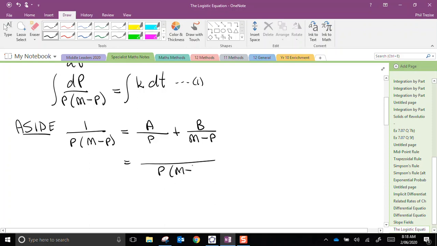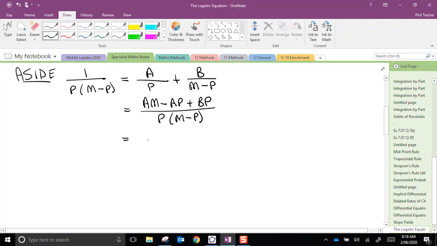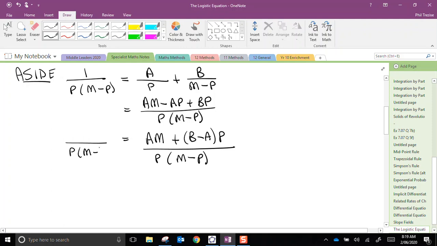Now, combining these two terms, we would have a times m minus a times p plus bp, and that am, a is a constant which we don't know yet, and m is the maximum, so that's a constant. We would have over here (b minus a) times p over p times (m minus p). Now remember, all of that equaled, well, the constant was 1 and there was 0 term involving p, the variable.